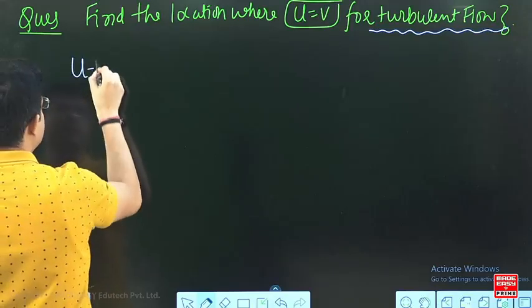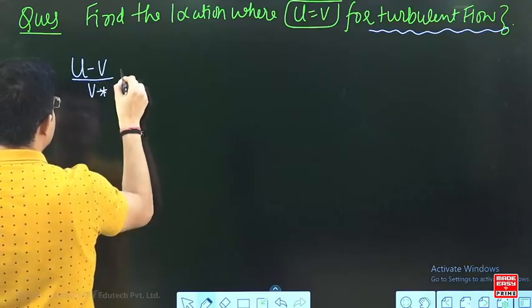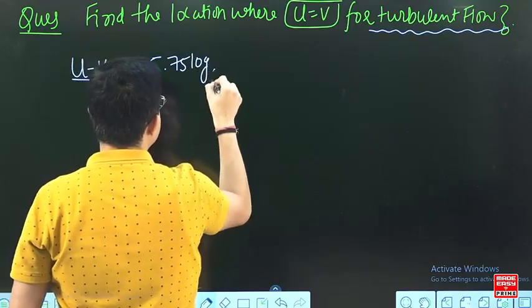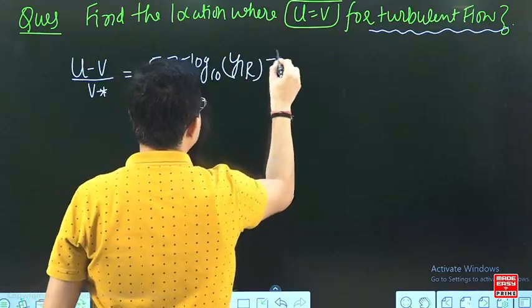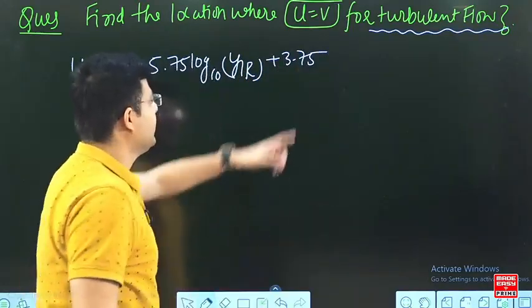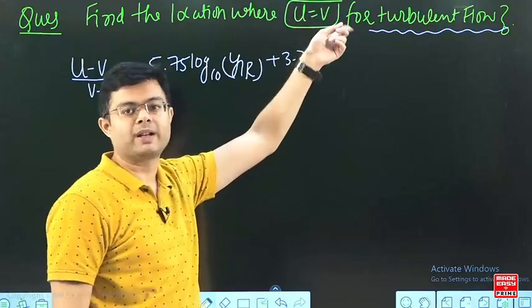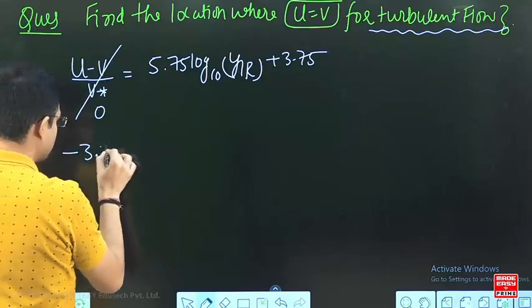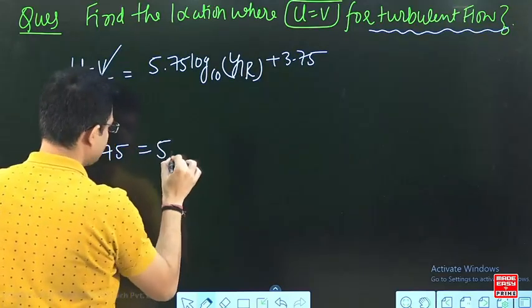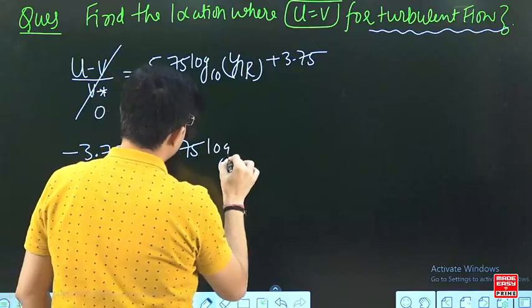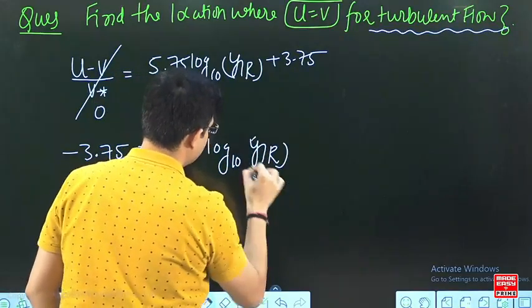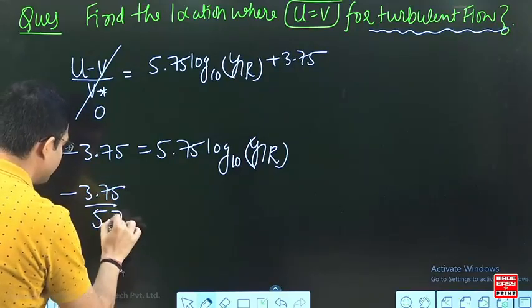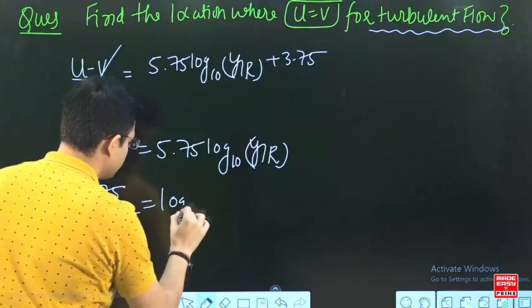So therefore, again we have to start from the velocity distribution equation. (U minus V) by V star is equal to 5.75 log base 10 Y by R plus 3.75. See, he is asking us for a location of a point where U becomes equal to V. So LHS becomes equal to 0. If LHS becomes equal to 0, minus 3.75 is equal to 5.75 log base 10 Y by R. Wonderful. So this will be written as minus 3.75 divided by 5.75 is equal to log base 10 Y by R.